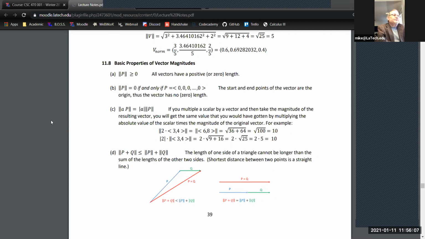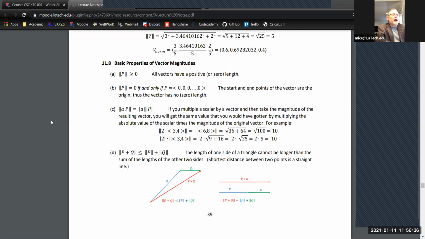The magnitude of a vector composed of the scalar A times the vector P will be exactly the same as if you took the absolute value of A and multiplied it times the magnitude of the vector P. And I do a little calculation to show you that that is true.